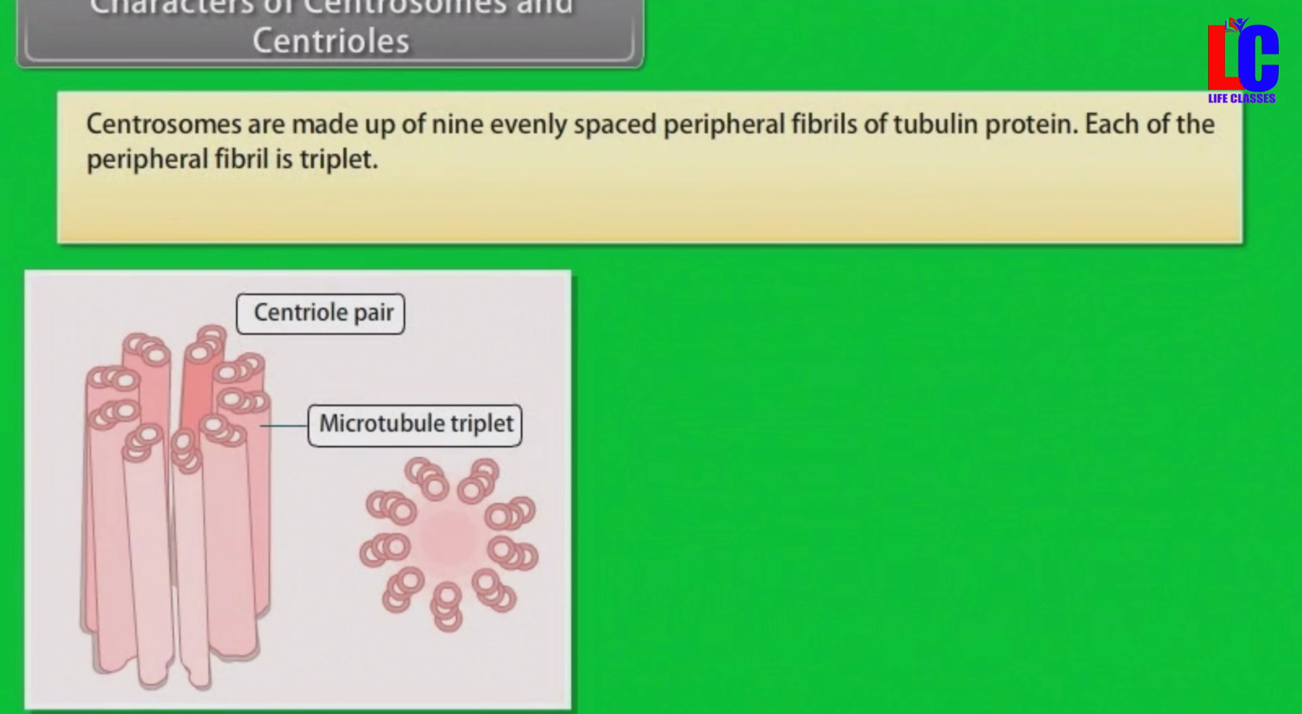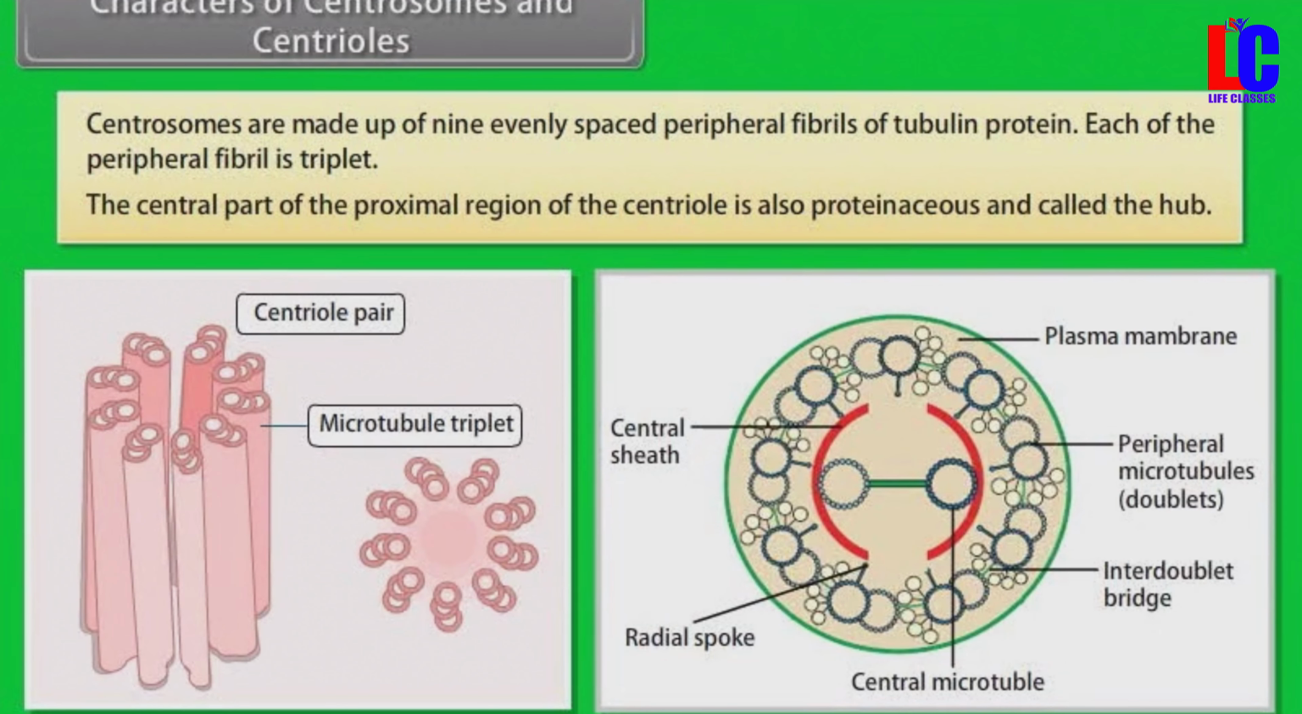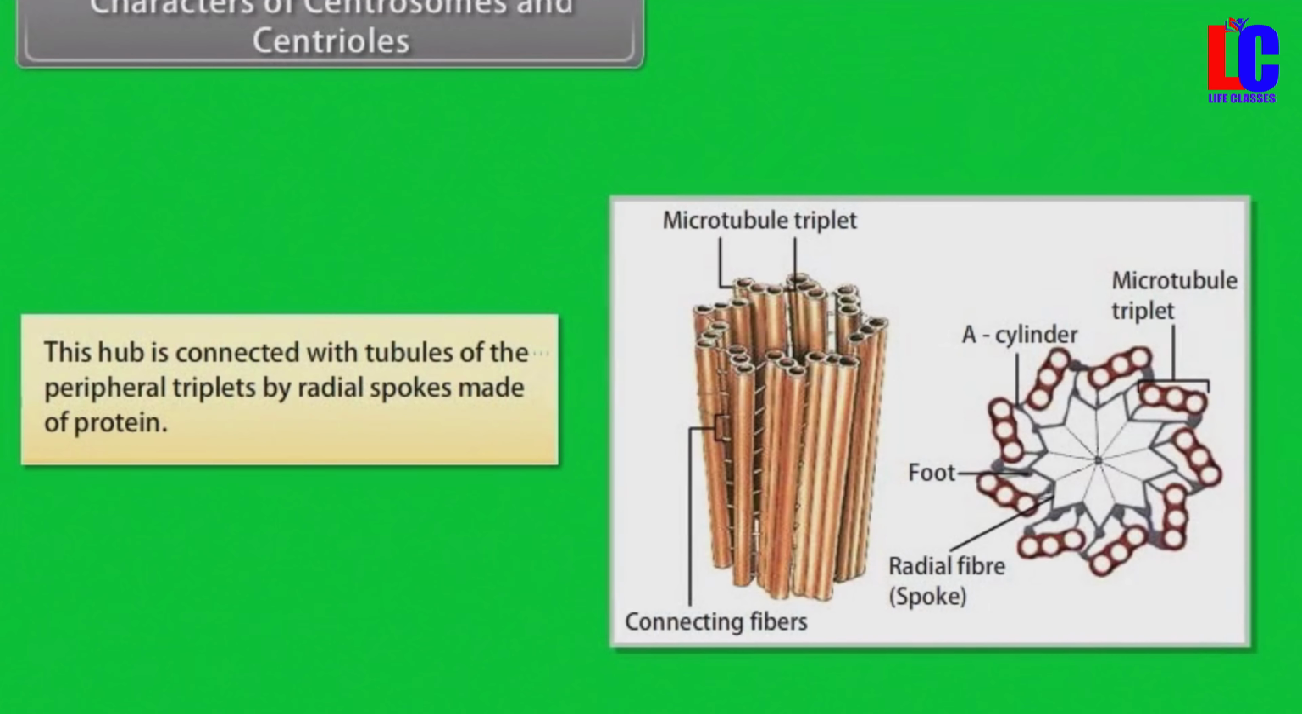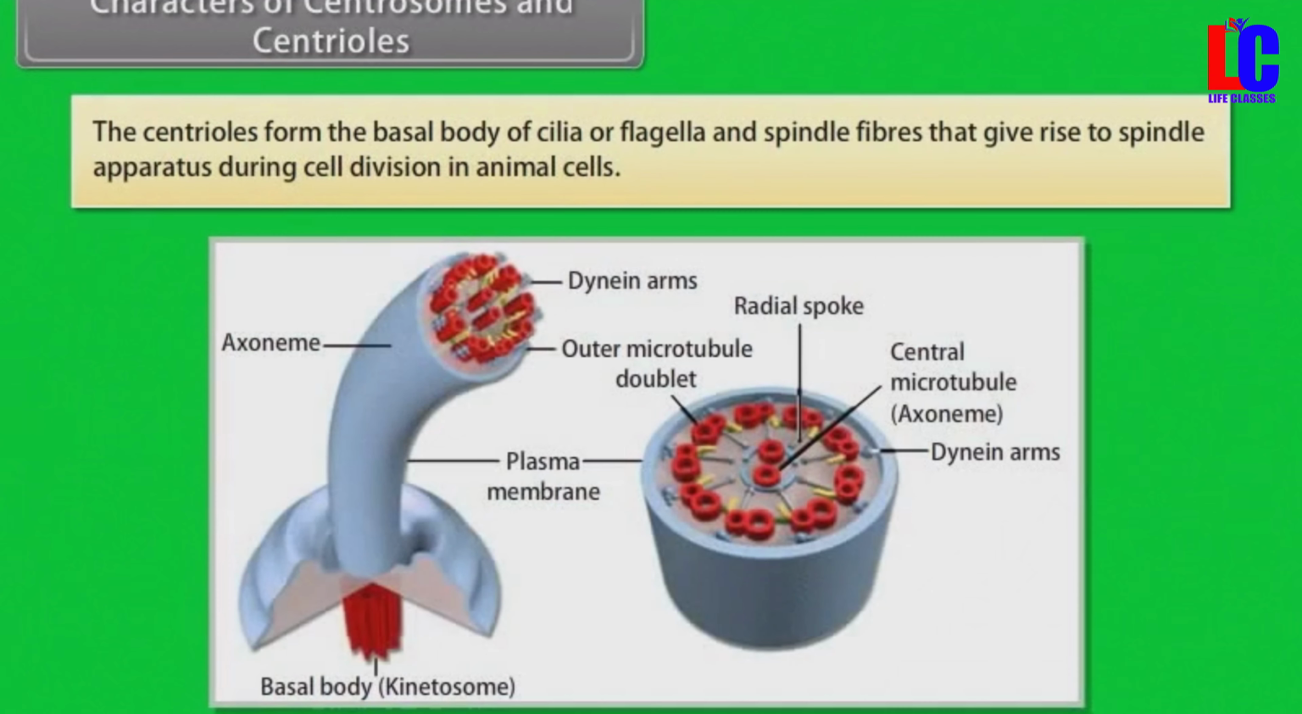Centrioles are made up of 9 evenly spaced peripheral fibrils of tubulin protein. Each of the peripheral fibrils is a triplet. The central part of the proximal region of the centriole is also proteinaceous and called the hub. This hub is connected with tubules of the peripheral triplets by radial spokes made of protein. The centrioles form the basal body of cilia or flagella and spindle fibers that give rise to the spindle apparatus during cell division in animal cells.